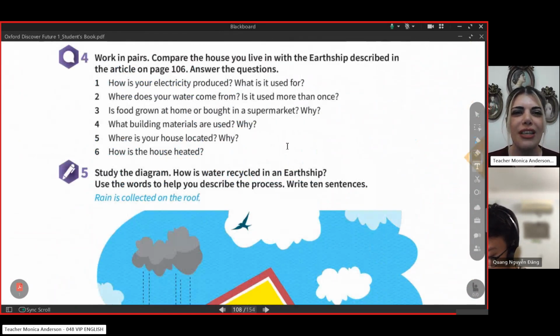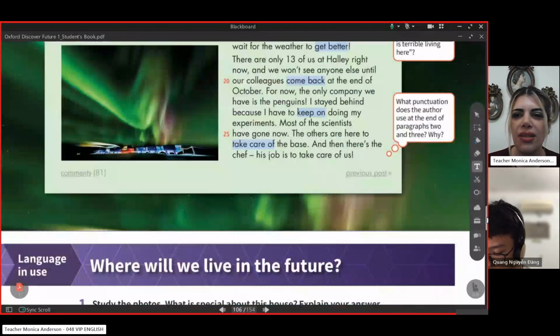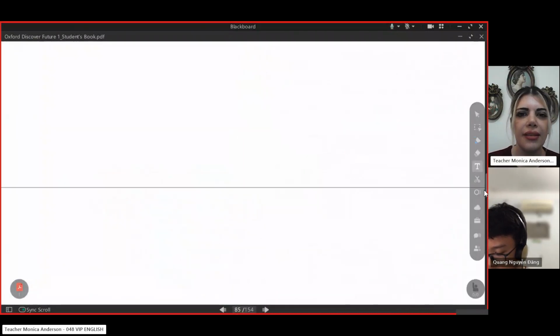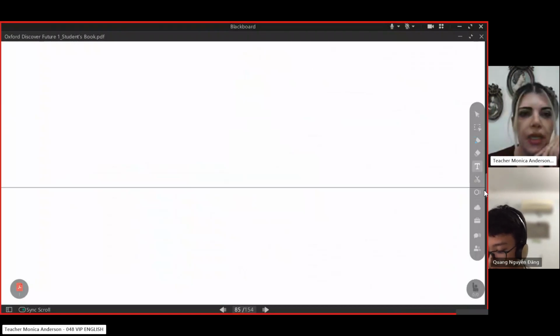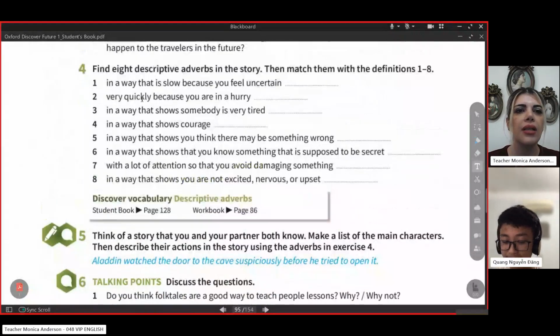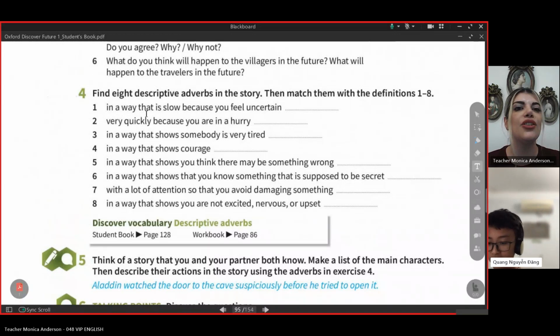Okay, that's part two. Where was I? It was unit 9. It's not here. Now let's do this word. Part 4. Find 8 verbs in the story.